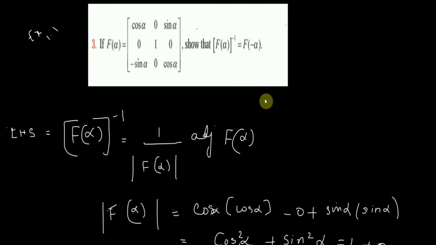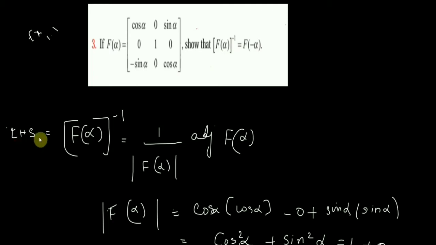Hello students, today we'll do exercise 1.1 question number 3. If f of alpha is equal to the matrix [cos alpha, 0, sin alpha; 0, 1, 0; minus sin alpha, 0, cos alpha], show that f of alpha the whole inverse is equal to f of minus alpha. So this is what we're going to prove.